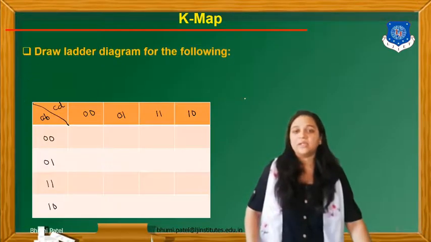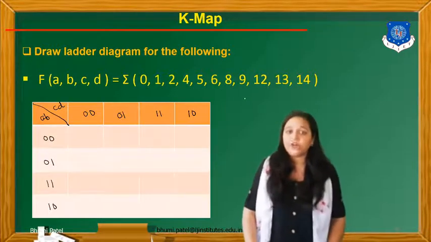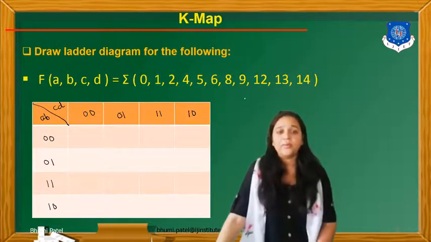Now the next question is draw the ladder logic diagram for the following function, and the function is given as A, B, C, D and the terms are given.